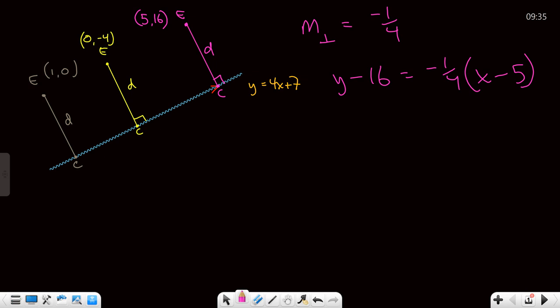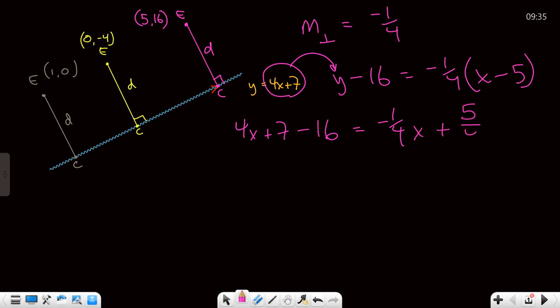Well, you can convert that to slope-intercept form if you want, or what I like to do is just take that puppy and put it in there. 4x plus 7 minus 16 equals -1/4 x plus 5/4. We're good to go? Excellent. I don't like fractions, so I get 16x, 7, that's 9, that's negative 9 times 4 is negative 36, equals negative x plus 5, and I'm assuming that you can go from there. Emma, what'd you get for points? What's x?